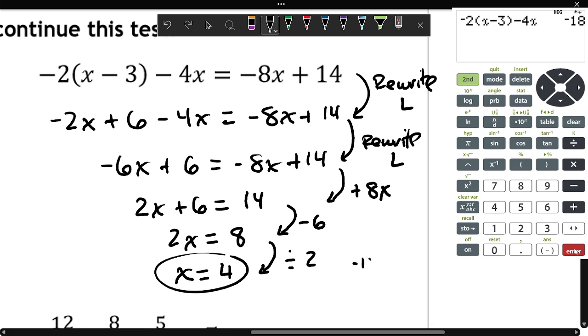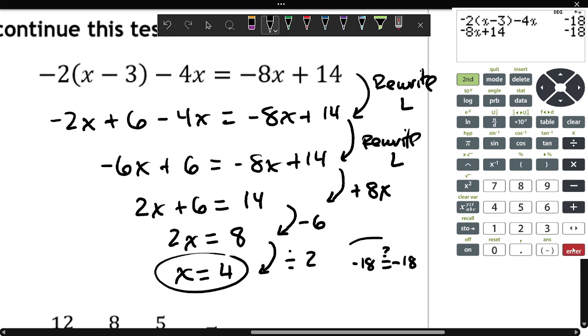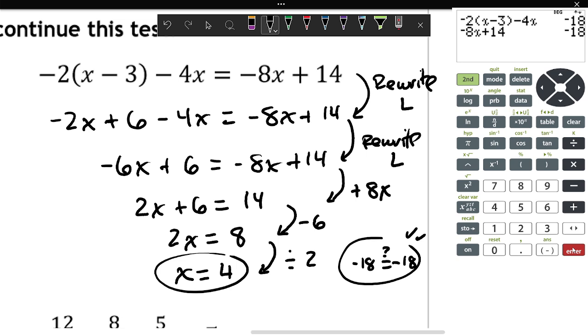I'm going to write that down. And the question is, is that the same as the right-hand side? On the right-hand side, I have negative 8x and then plus 14. And when I press enter, that also says negative 18. So it is definitely the case that when x is 4, both the left-hand side and the right-hand side are the same. That's why this is called a solution to the equation, right? It forces both the left and right-hand side to become the same number.